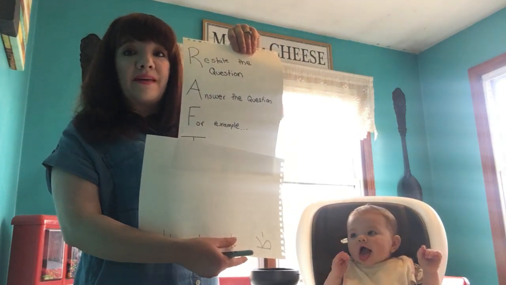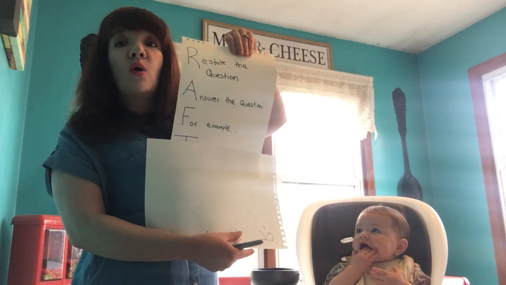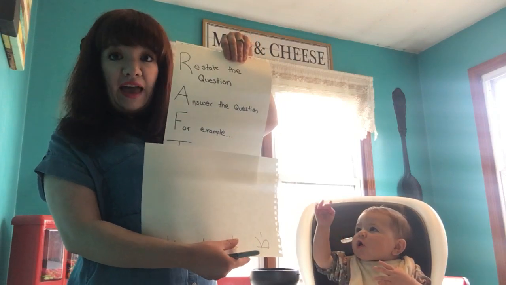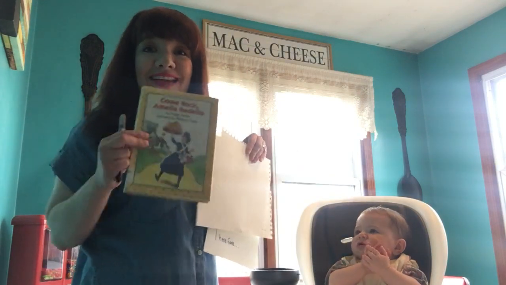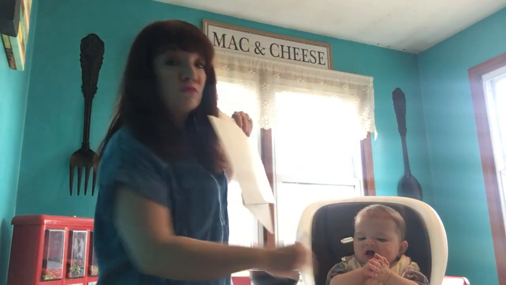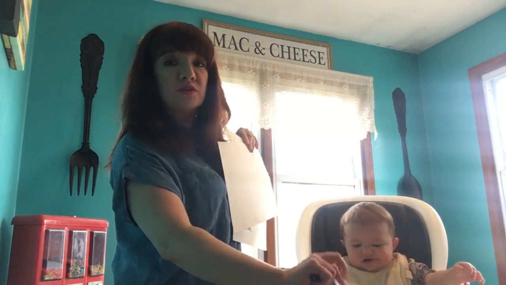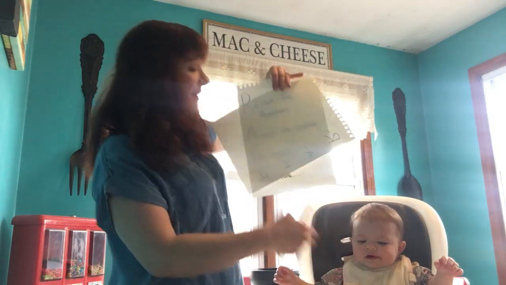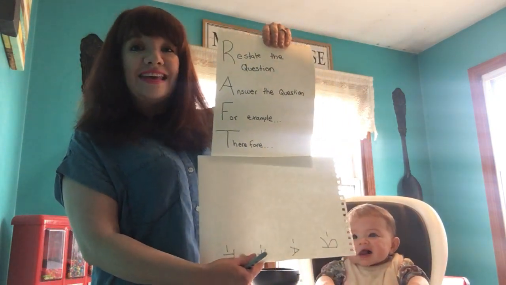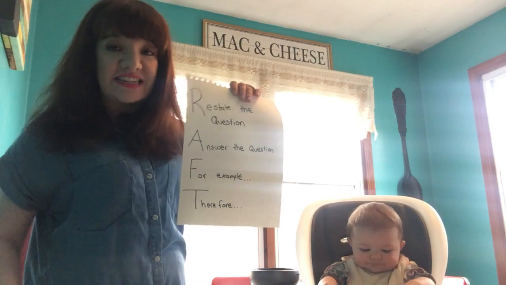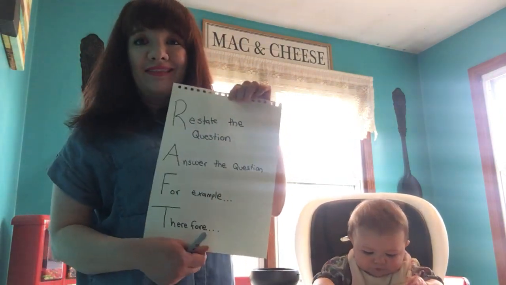The next step is F, for example. So you're going to tell me why pigs fly. So you have to go back into your text, find that page number, and then write down your answer. You might even want to use quotes when you're writing that down. And then for the very last step of RAFT is therefore, the T. So therefore means I'm just kind of wrapping it up, and that's it.